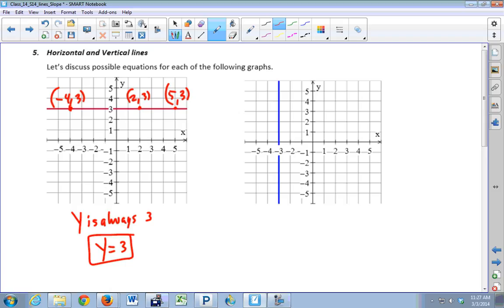It's a constant. Y is constant. It doesn't change. It doesn't matter what x is. It has absolutely no effect on this equation because y is always going to be 3.